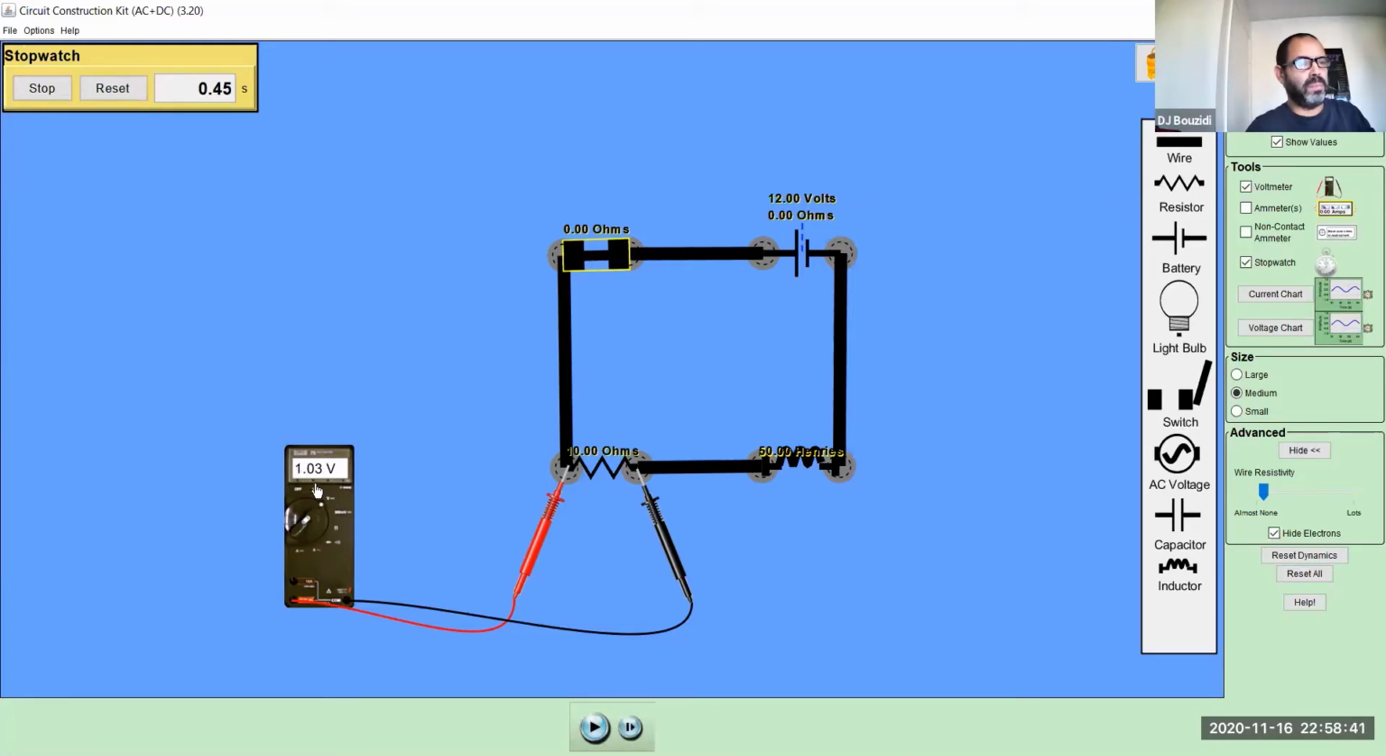Right now I have a reading of 1.03 volt at the time of 0.45 seconds. Remember, I have 12 volts in here. So the maximum I'm going to get the voltage in here is 12 volts. So if you see yourself running too high voltage, that means you're in the time too long. So try to stop it right away, okay, when you do this. Because ultimately the voltage will drop to 0 here.